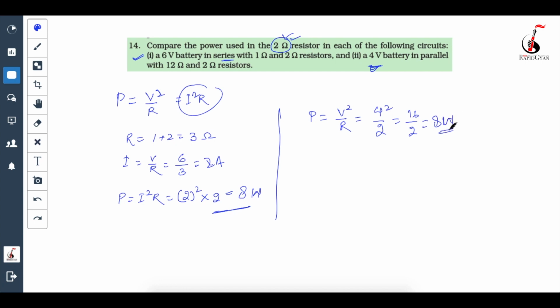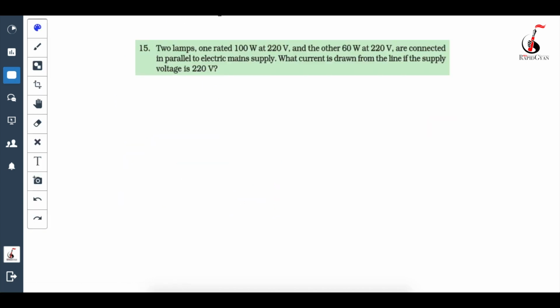Now I hope you understand why we have directly used voltage in this case, but in the other case we have not used voltage. The reason is that in case of series connection, the voltage is not constant among the resistors. But in case of parallel connection, the voltage is constant but current varies. So that's why we directly used voltage in the second case but not in the first case. Okay, so let's go to the next question.